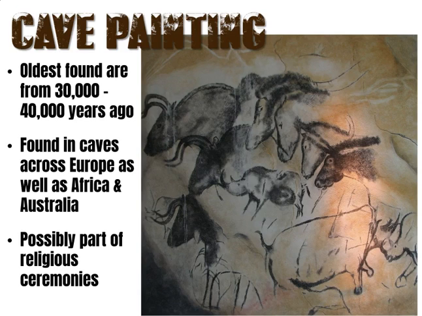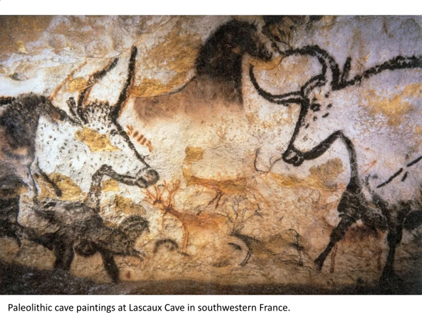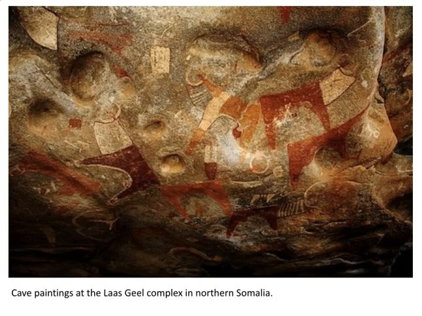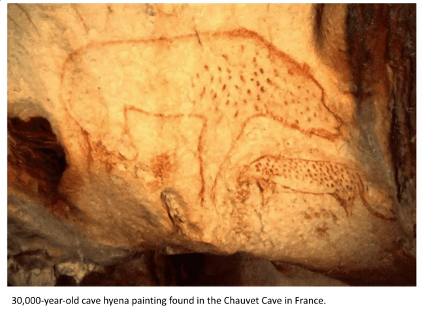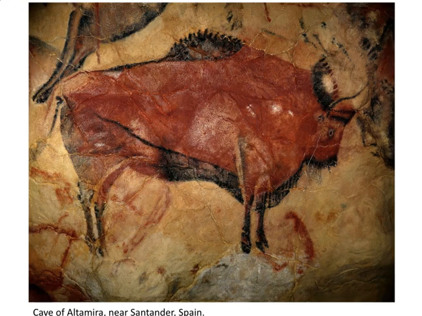All right, so the oldest cave paintings are from 30,000 to 40,000 years ago, found in caves across Europe as well as Africa and Australia, related to settlements and religious ceremonies and that kind of stuff. As I've told you before, cave paintings are not my thing, but this is a Paleolithic cave painting, and this is the Laas Geel complex in Somalia, and then a hyena painting. This is a leopard here, and then a hyena, which take on each other, all right? And then you've got Spain, with a cave painting as well.